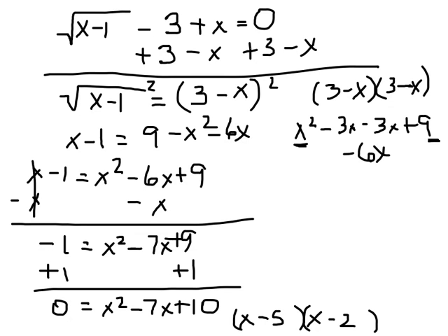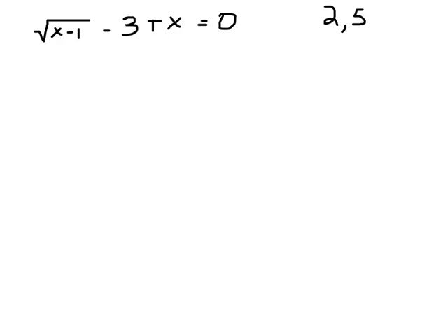So then I don't have room on this page. We're going to go to the next page. And then we have to check both of these answers, because if these equal 0, then our answer would be positive 5 and positive 2. Okay, so here we're going to try our two answers of 2 and 5.